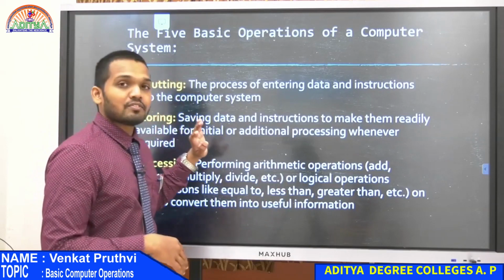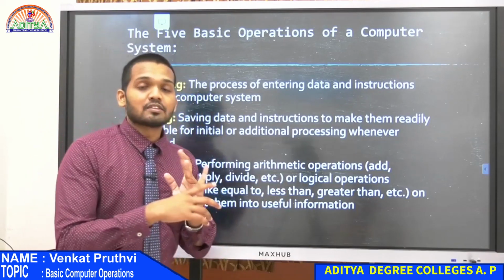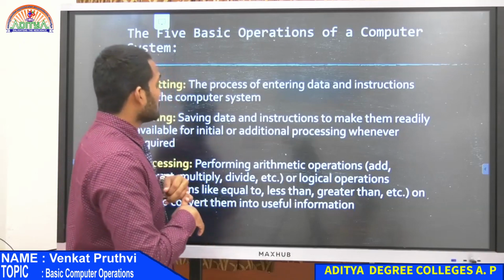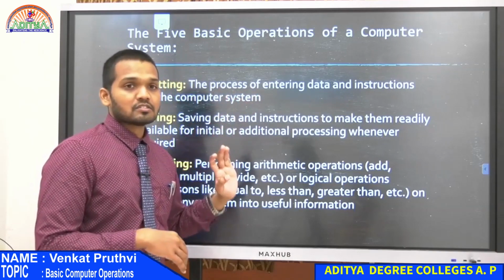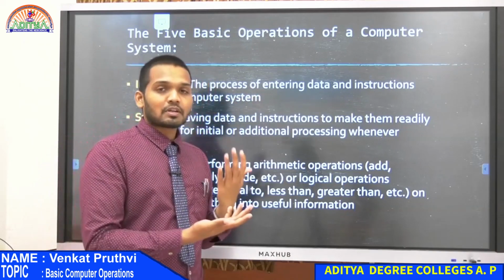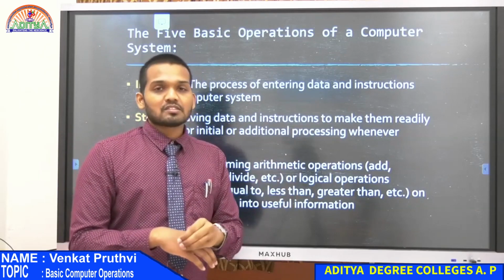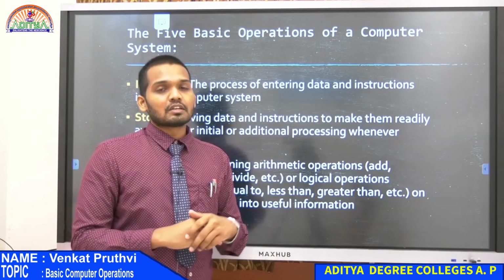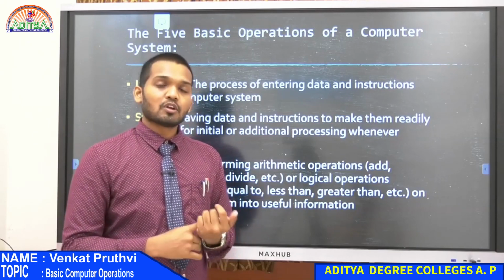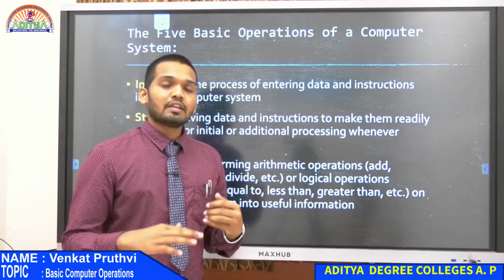So what we have to understand first, there are 5 basic operations. The first one is inputting. Inputting is the process of entering data or instructions. If you want the computer to perform a task, generally we have to give it some instructions, right? Only if you make the computer understand what you want to do, only then it can perform anything.